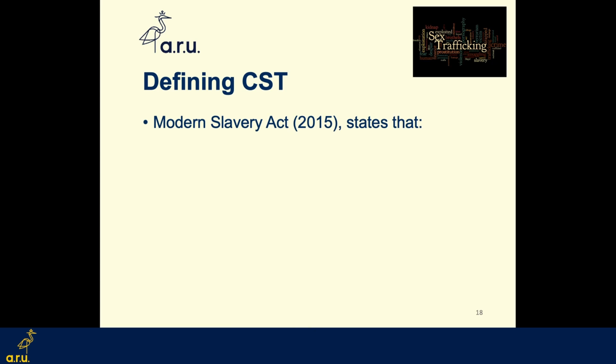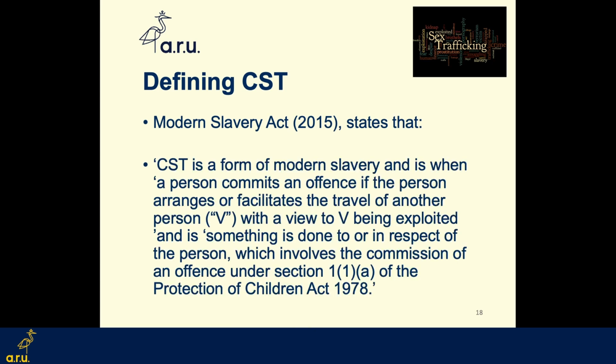Well, the Modern Slavery Act defines human trafficking as a form of modern slavery, and it is when a person commits an offence if they arrange or facilitate the travel of another young person with a view to exploiting that person. What the Modern Slavery Act does is pull existing laws from the Children's Act and from the Sexual Offences Act. The Sexual Offences Act has now been updated to include human trafficking and sex trafficking.